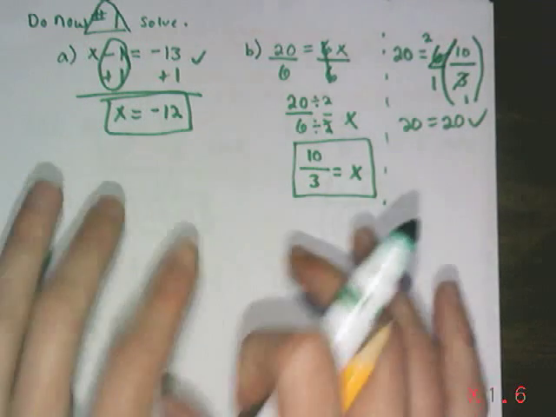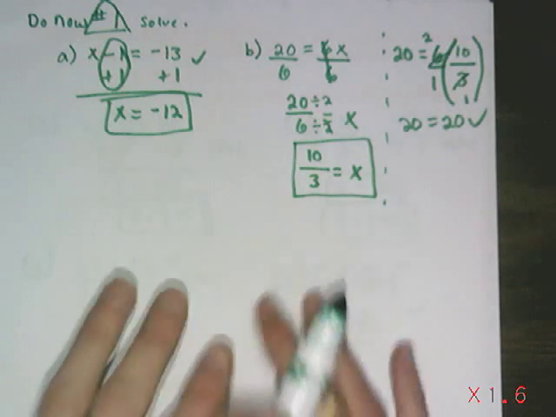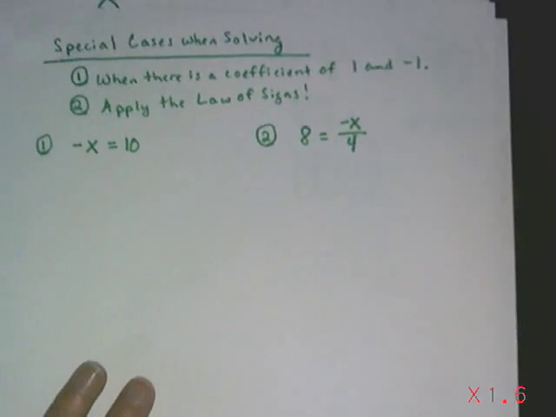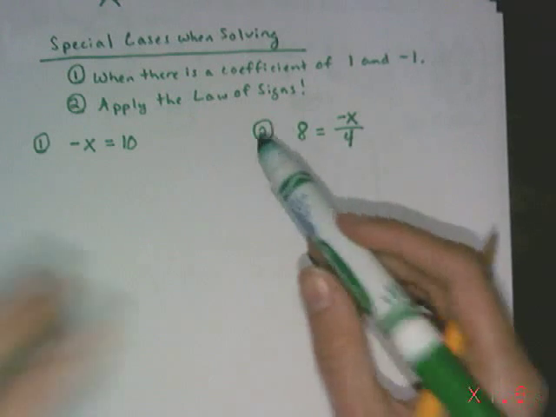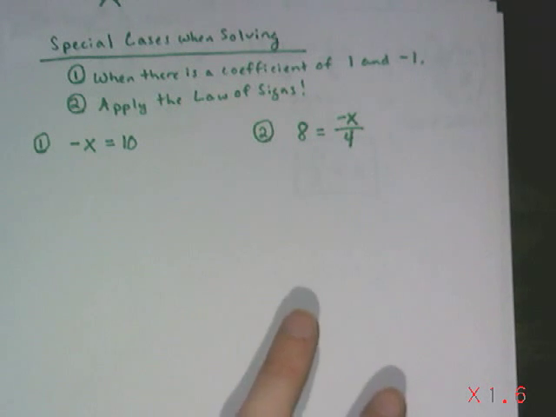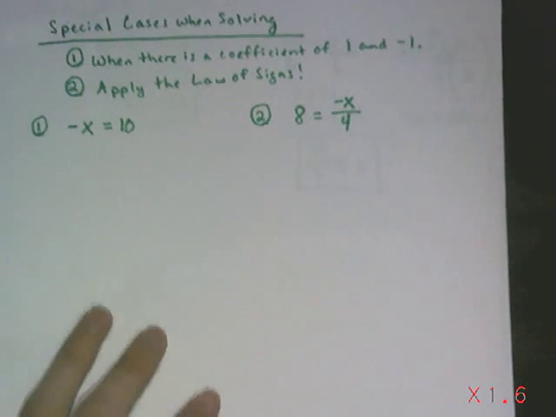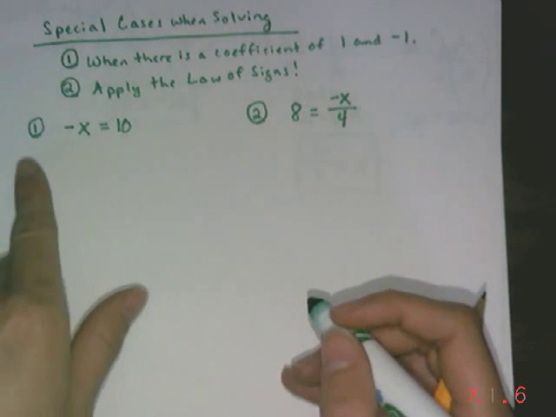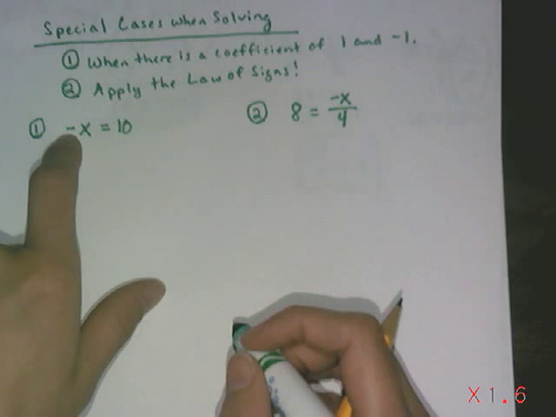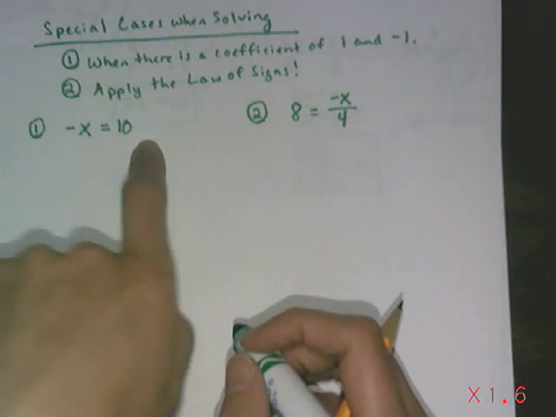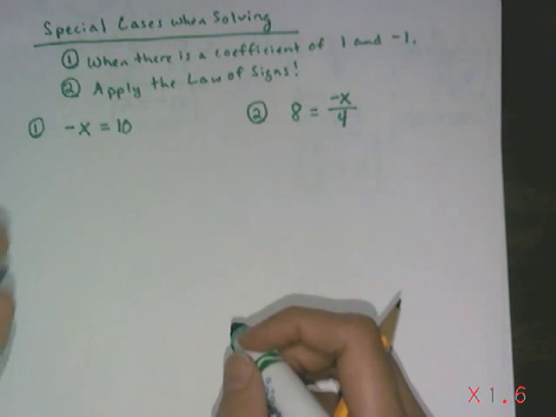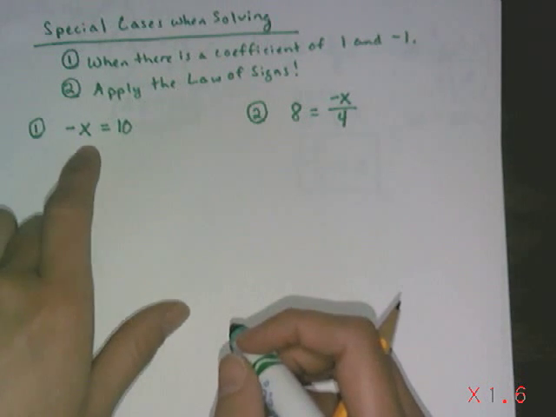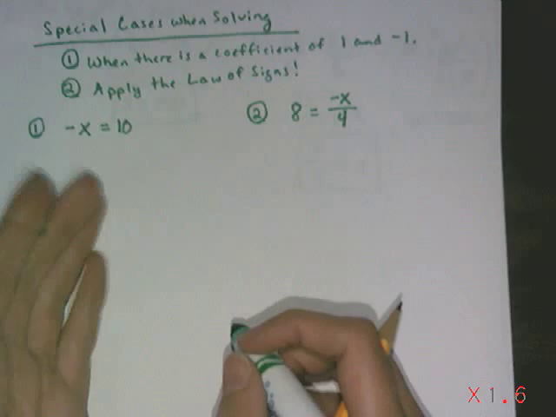So now we have a couple of special cases that you're going to work with. The first special case is when you have a coefficient that is either 1 or negative 1. And the second one is we've talked about the law of signs. Now you're going to make it work for you. So with example number 1, your equation is the opposite of x equals 10. And we kind of know what this answer is, but we have to show our work. We're not solving for the opposite of x. We need to figure out what x is.